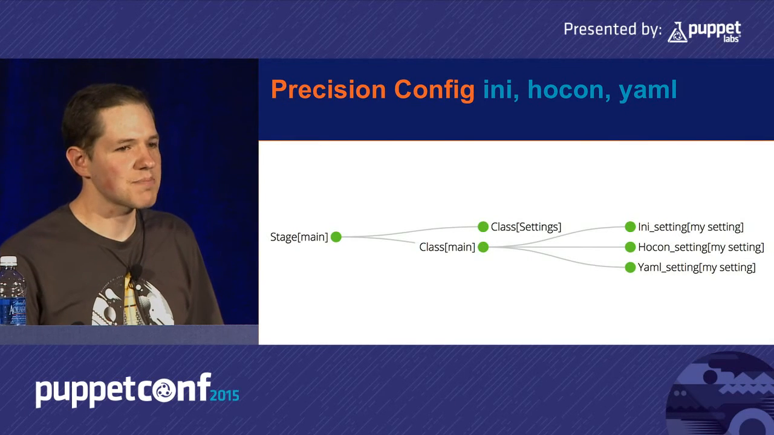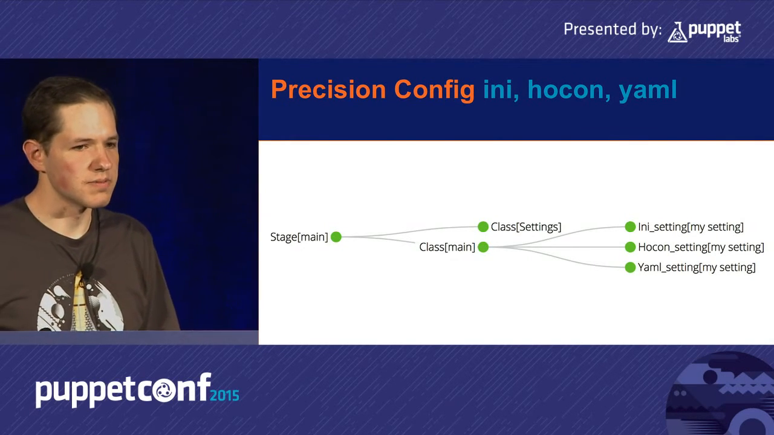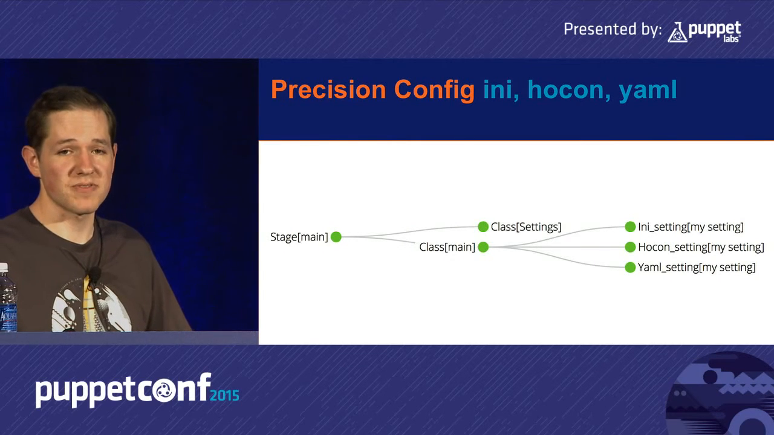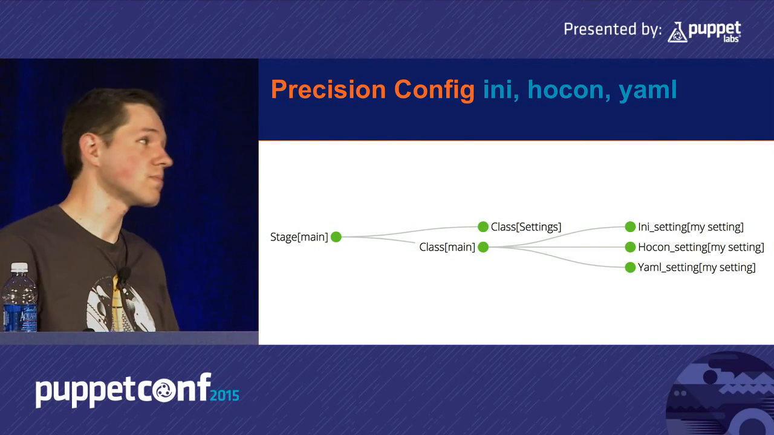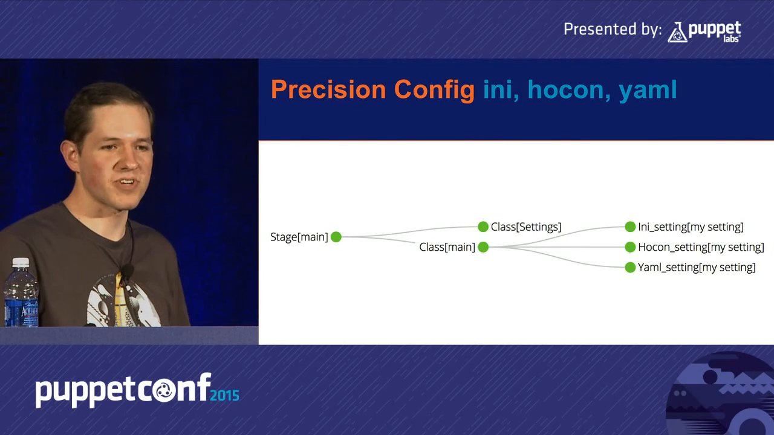Each of those is a native type. There's no exec. There's no additional functionality under the hood. So if you want to implement your own for a specific configuration file you have, each of those is a good example of how you might go about building that, if you want to become a Puppet type or provider developer.